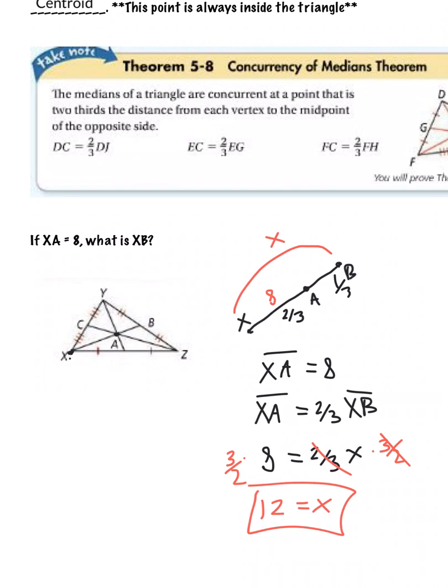So then that gives me that total length is 12. And they did ask what is x to b, so I can say that's 12. They didn't ask me here, but I could figure out this piece. Well, 8 plus what gives me 12, so a to b would be 4. So then I can fill in all that missing information that I might need for one of these problems.